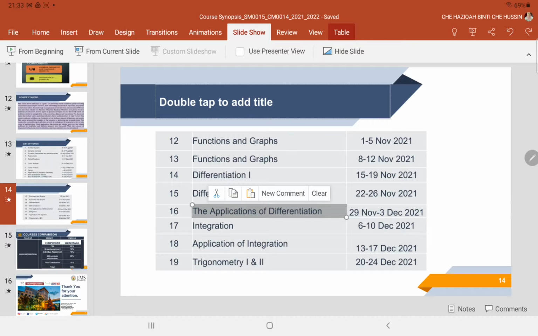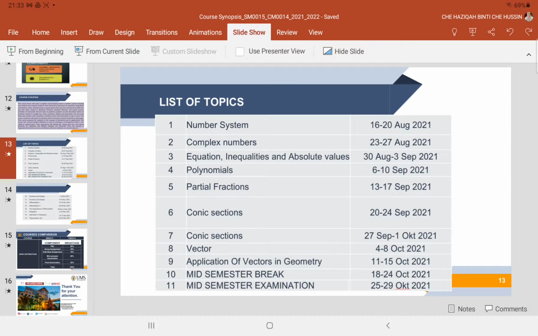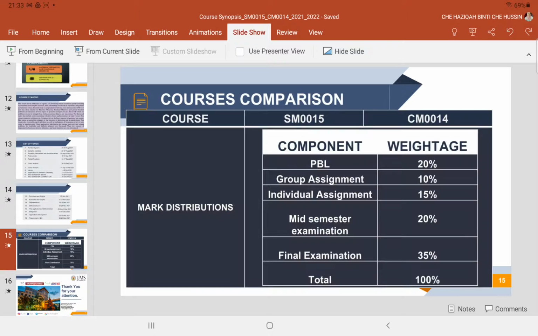So just bear in mind, topics after the mid-semester break will be covered in the final exam, and topics before the mid-semester break will be covered in the mid-semester examination. Is it clear?